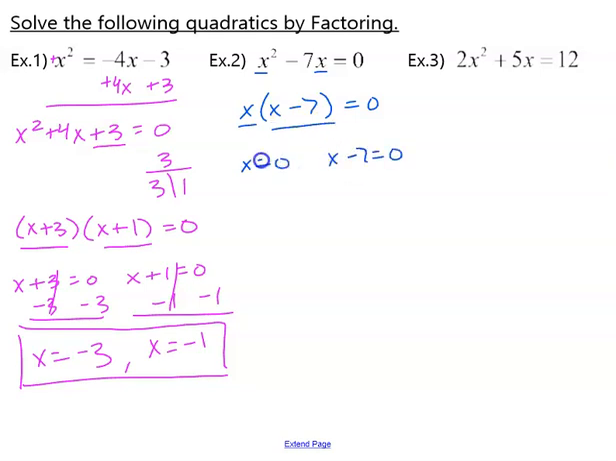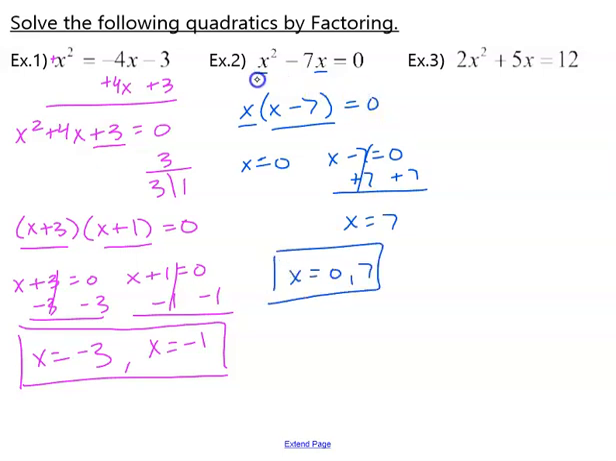The nice thing is this first one is already solved for x, so here we just need to add 7 to the other side, and we'll get x equals 7. So our final answers, x equals 0 and 7. Don't forget that factoring by GCF is still factoring.